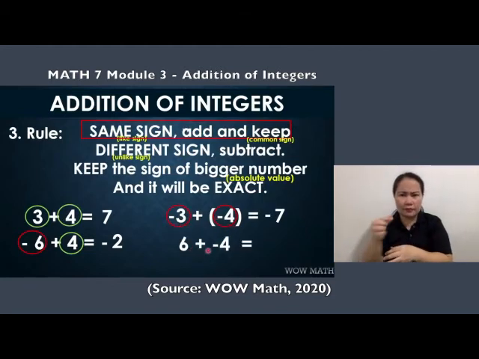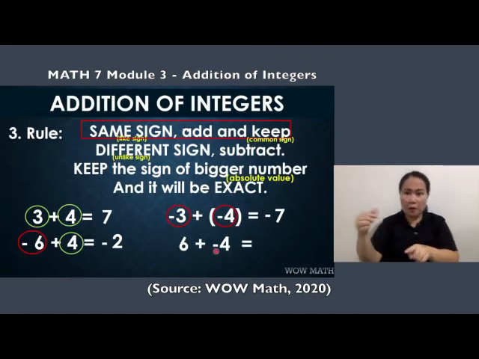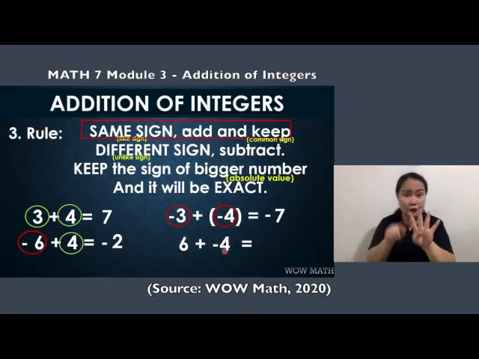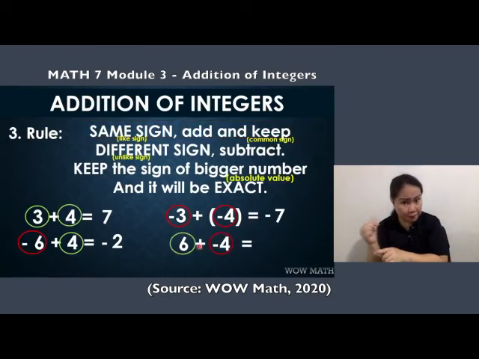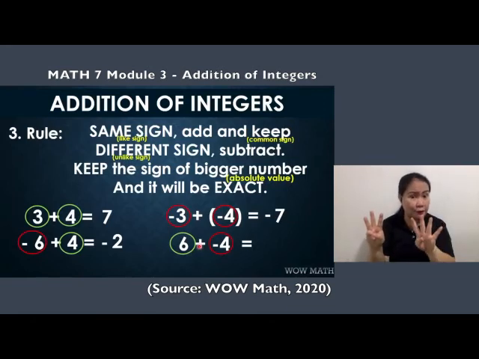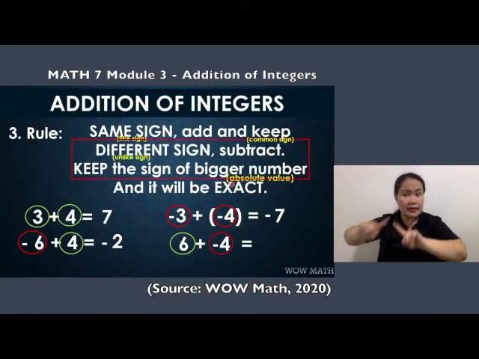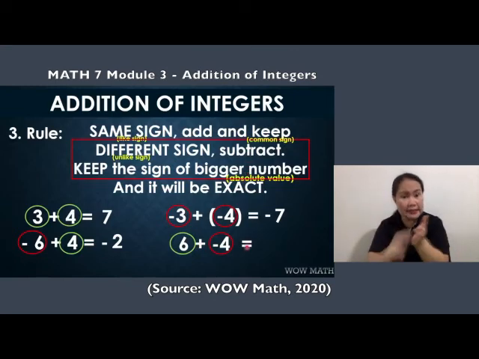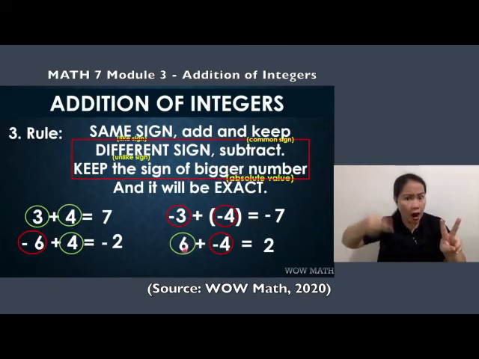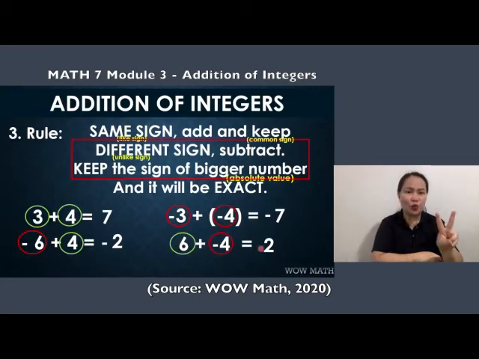Next, 6 plus negative 4. Oh, by the way, kagaya nito, dapat lalagyan natin to ng parenthesis. Okay? So, 6 plus negative 4, it must be enclosed by a parenthesis. So, meron tayong isang positive at isang negative. Okay? So, different signs yun. So, anong gagawin pag different signs? Subtract. So, we will have 6 and 4, that is 2. And then, keep the sign of bigger absolute value. So, mas mataas to. Diba? So, kopyahin natin yung sign ni 6 and that is positive. So, therefore, our answer is positive 2.